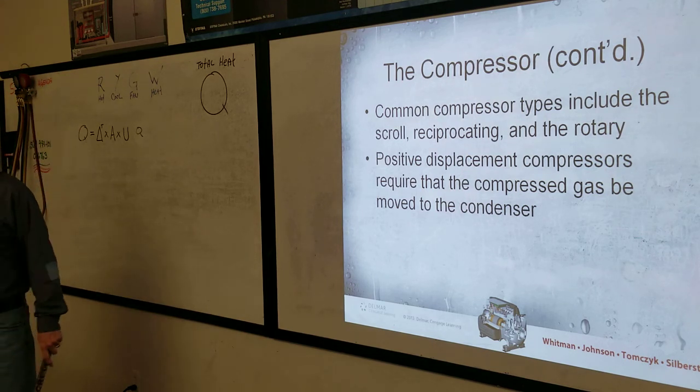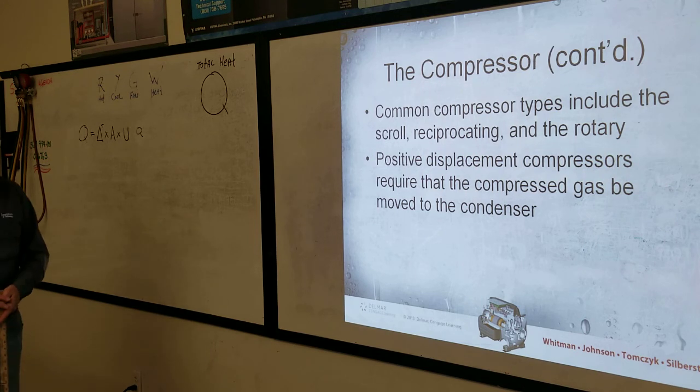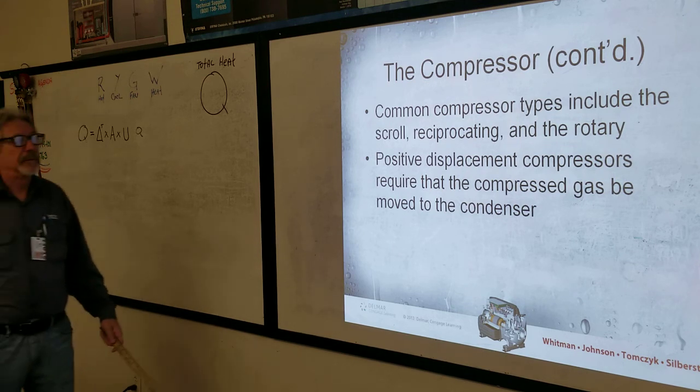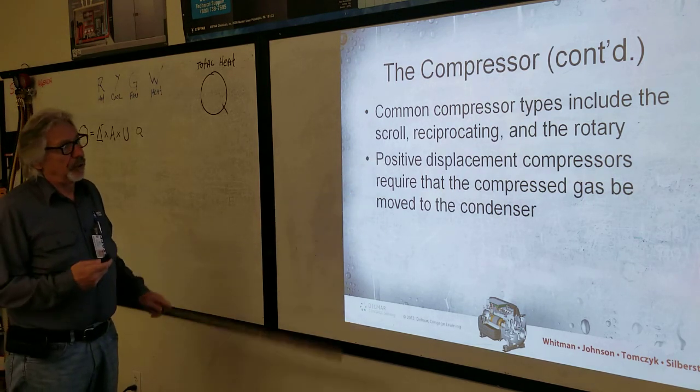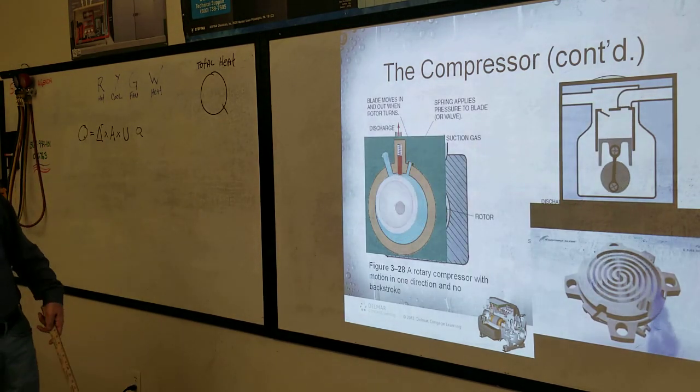Common compressor types include the scroll, reciprocating, and the rotary. Positive displacement compressors require that the compressed gas be moved to the condenser. Okay, they all do that, they all move the gas to the condenser. So, here we have those three types of compressors.